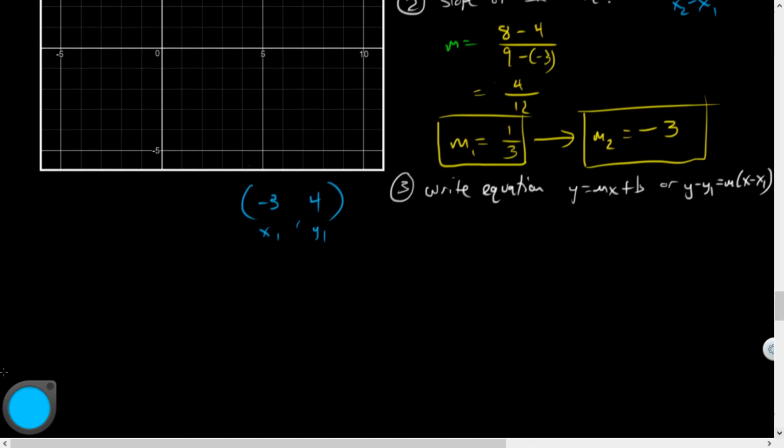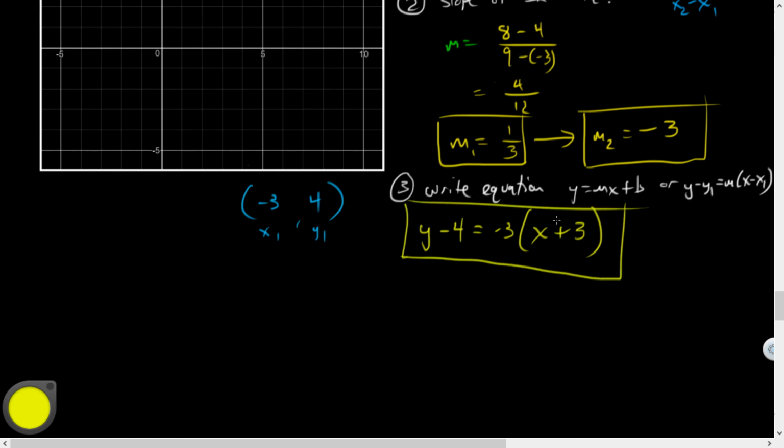And so I'm going to plug in negative 3 and 4 for x1, y1. I'll plug in negative 3 for the m. And we'll see how lovely this turns out. So y minus 4 equals negative 3 parentheses x minus a negative 3 becomes plus 3. And here's the equation in point slope form. And that's a perfectly legitimate equation.